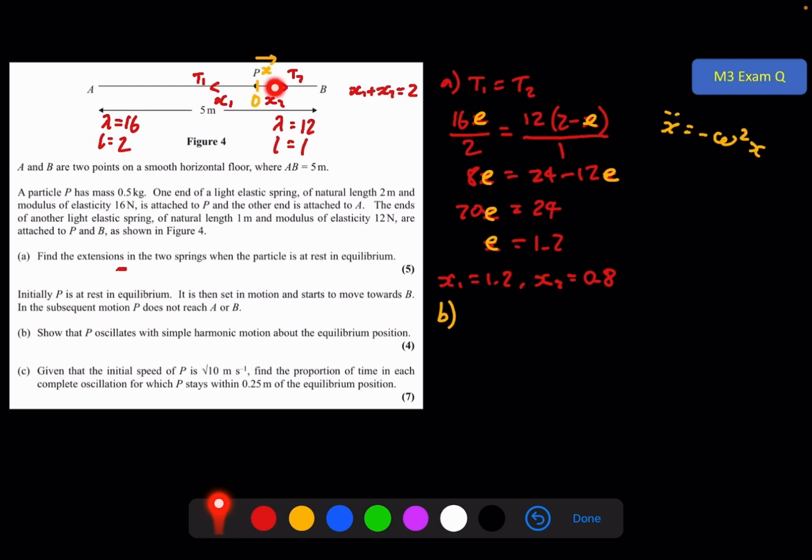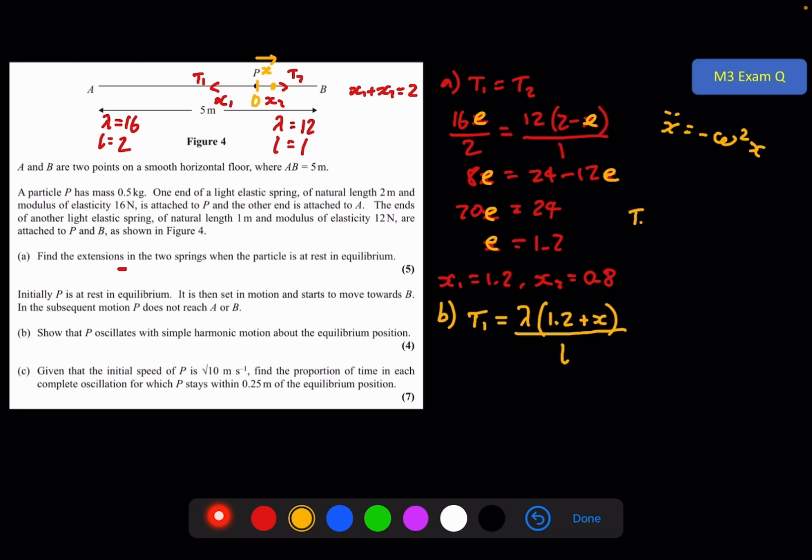This then is not the extension of the springs, this is the displacement from the center of oscillation. So when the particle is here, from A, that is the natural length of A, 2, plus the extension we found in part A, 1.2, plus x, the displacement away from O. So the tension T1 in part B is equal to lambda times what we normally call x, I'll call E in this question, and that is 1.2, the extension we found in A to get up to the equilibrium point, plus x, the displacement from the equilibrium point, divided by the natural length L.